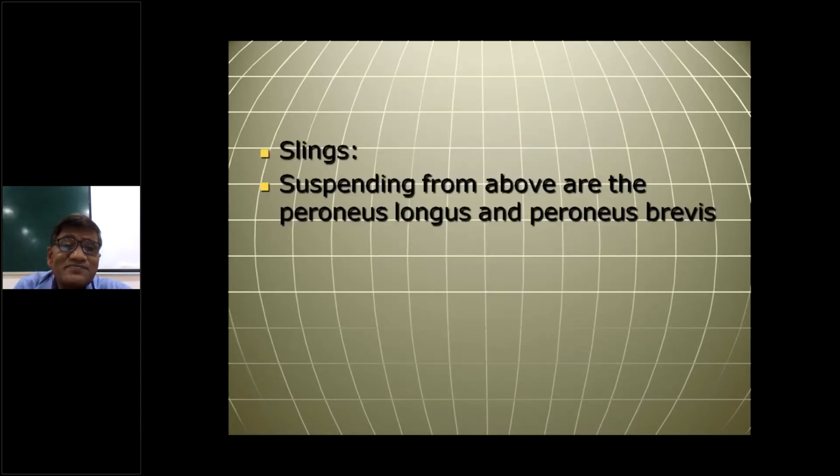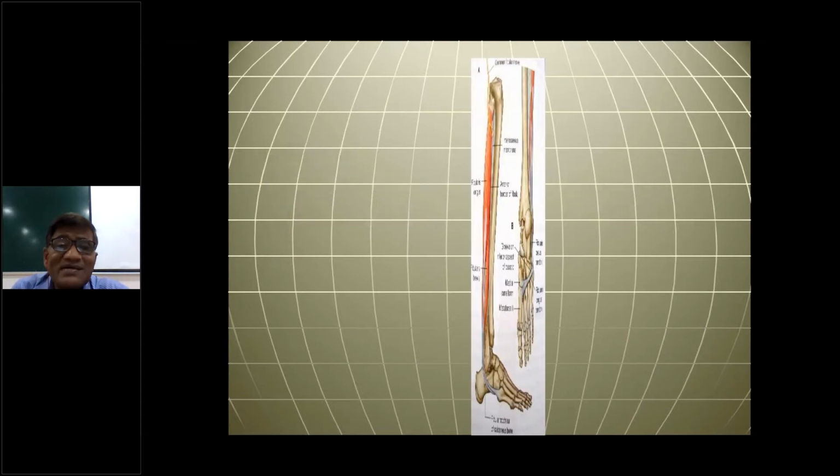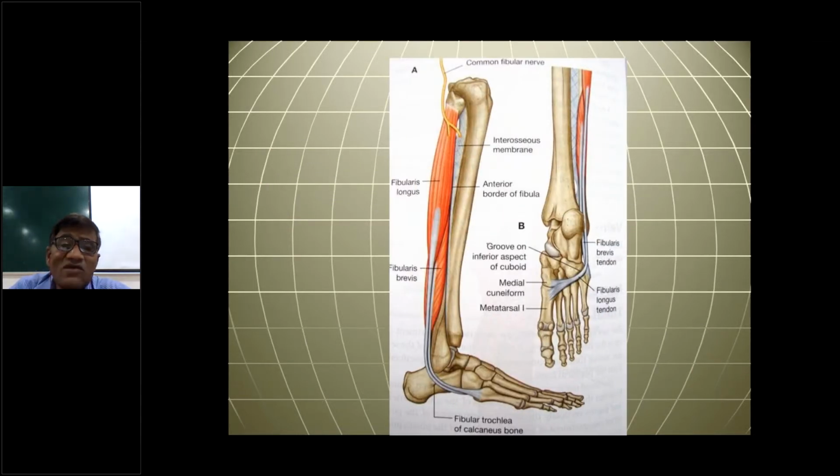tie beams. Now slings suspending from above are the peroneus longus and peroneus brevis. Now this is a decent picture. You know peroneus longus and brevis.